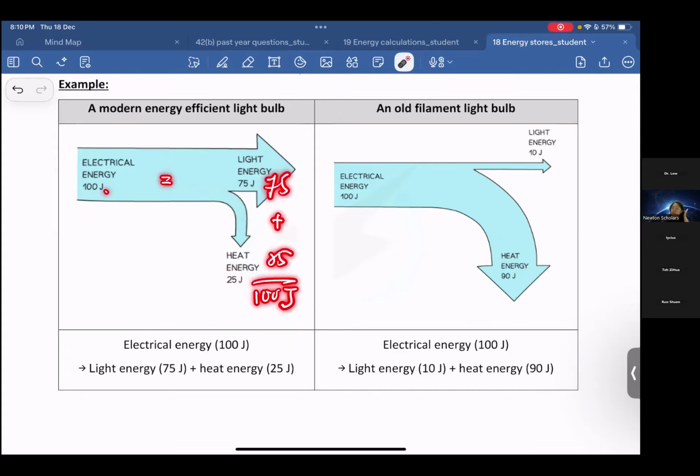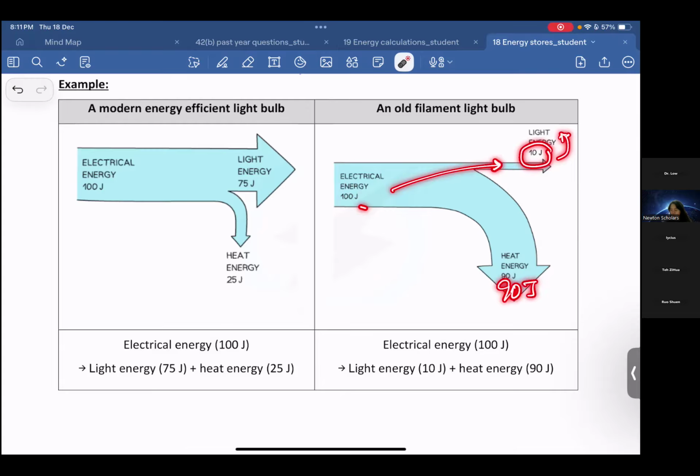Energy cannot simply be destroyed, and we cannot create it. Starting 100, at the end still 100. It's just how it distributes to other energies. So the second case, an old filament light bulb. This one is the old type. Input is also 100 joule. But the way it converts, we found that of the 100 joule, only 10 joule goes to light energy. The rest, 90 joule, goes to heat energy.